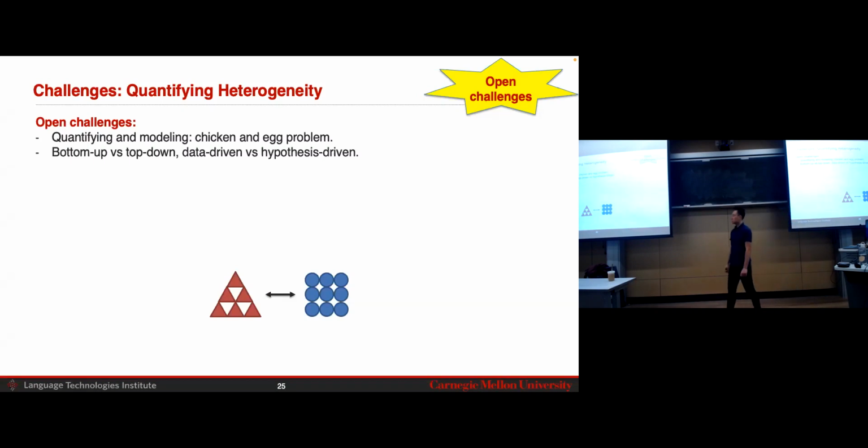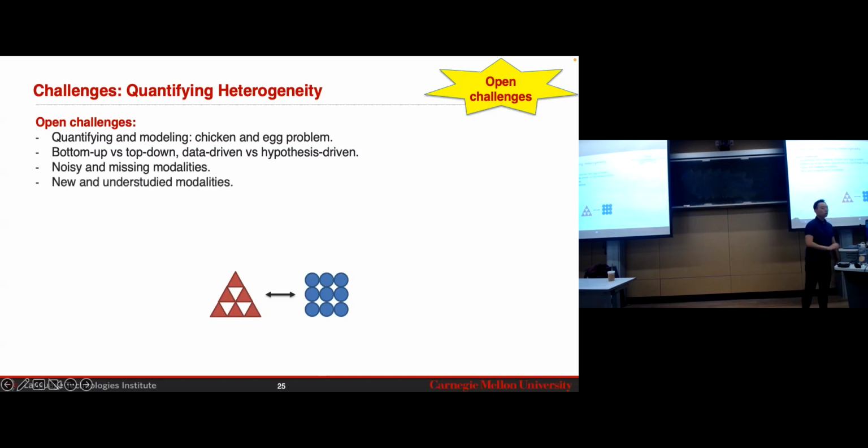Another big open challenge is, are you going to do bottom-up quantification or top-down quantification? Are you going to basically quantify based on the data without knowing anything, for example, estimate the structure in your data, or are you going to do it hypothesis-driven? Because you already know something, for example, that images have some spatial structures. How do I model this spatial structure, and so on? Noisy and missing modalities. We still really don't know how to deal with that.